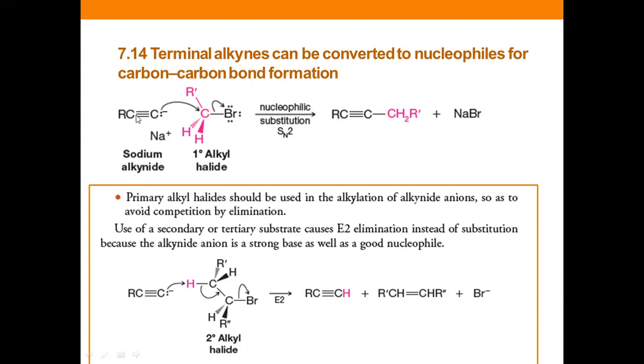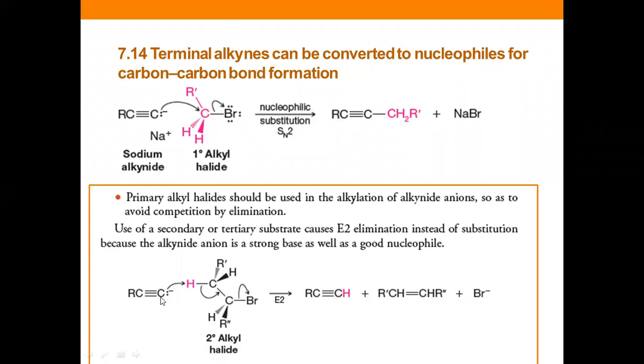So remember, as a nucleophile, it can also act as a base. But if we are using a 1 degree alkyl halide, it will proceed to substitution reaction via SN2. If you want to proceed with the substitution reaction, let's say you want to increase the number of carbons in the chain containing your triple bond, then you can use the substitution reaction. Otherwise, it can act as a base to form an alkene. For example, use of a secondary or tertiary substrate causes E2 elimination instead of substitution.